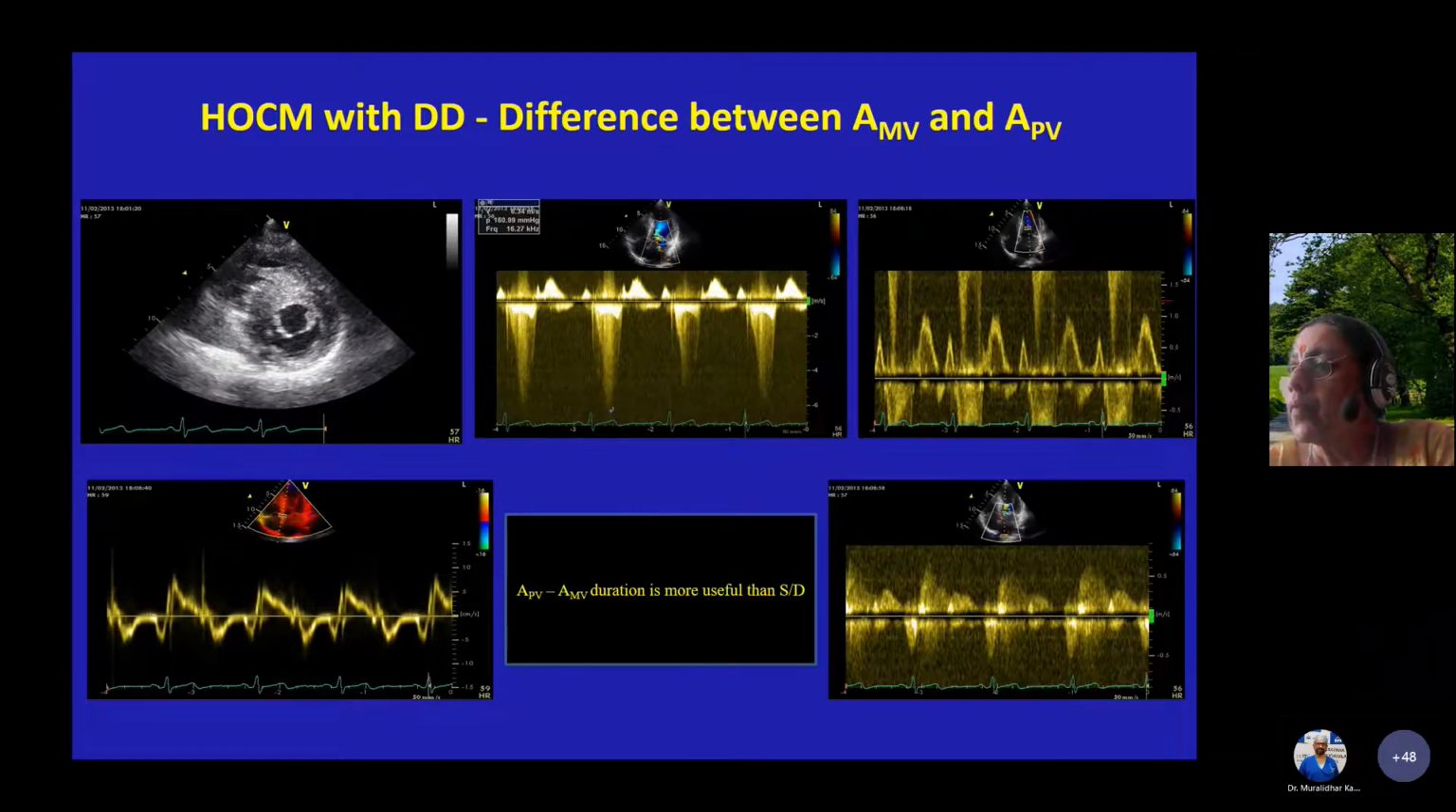Another HOCM with this is a LVOT gradient, this is E and A. What I wanted to tell you over here is that S and D are many times normal in these patients because of vigorous, compensated vigorous LV contraction. But there is a difference between the A duration of mitral and the A duration of pulmonary vein. If you calculate this and it is more than 30, there is increased LVEDP. So this is not very reliable, but the difference between A mitral and A reverse pulmonary vein is more important.